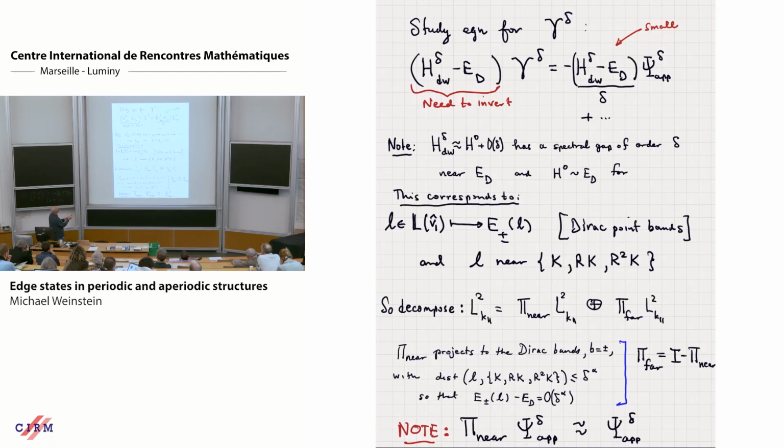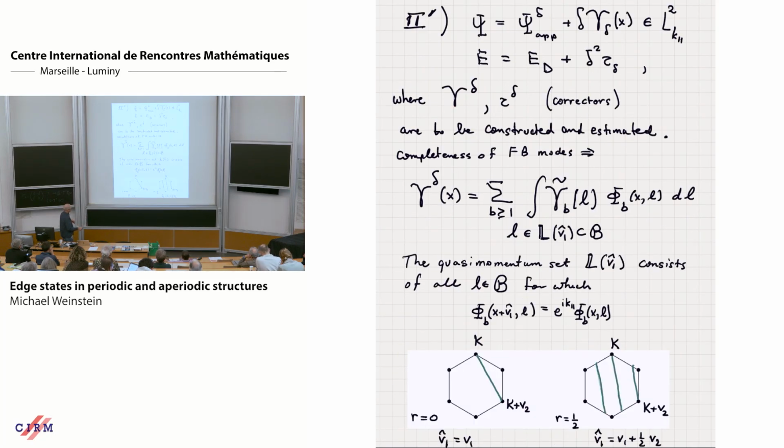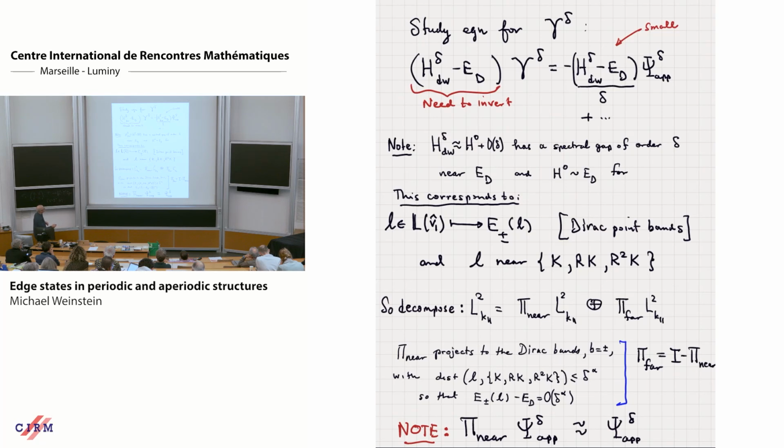Notice that the domain wall Hamiltonian is a small perturbation of the bulk. It's size delta. That means that there is a spectral gap of size delta about the Dirac energy. So this is almost 0. And so this, a bit more precisely, this corresponds to quasi-momenta along those slices which come near the high symmetry points of the Brillouin zone. So again, I'm worried about near here and near here in the bands that cross, in the Dirac bands.